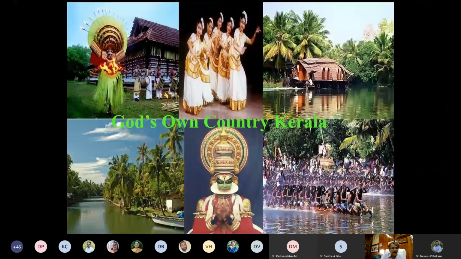Some beautiful pictures of Kerala. Those who are from outside India should visit Kerala after the pandemic. It's a very beautiful part of India. We have beautiful canals, backwaters, boatways, Kathakali, the traditional art of Kerala, and very old temples. This is God's own country, a very beautiful part of India. You are very welcome to Kerala. So I invite all my colleagues from abroad to visit Kerala after the pandemic.